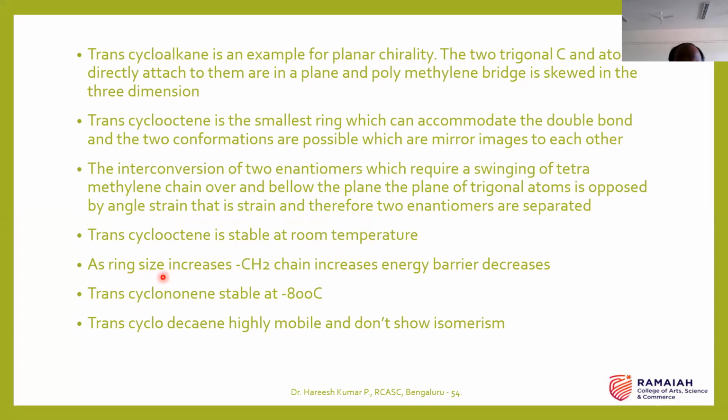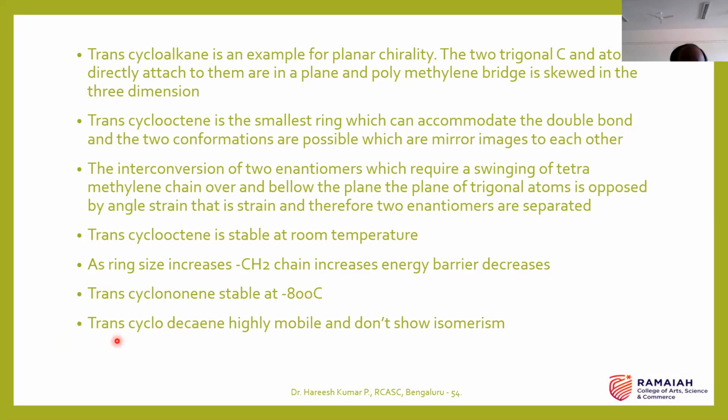As the ring size increases, that means as the number of CH2 chain increases, the energy barrier decreases. So because of that, what will happen? Trans-cyclononene, so that means one CH2 more compared to the octene, is stable at minus 80 degrees centigrade. This is not 800, it is minus 80 degrees centigrade.